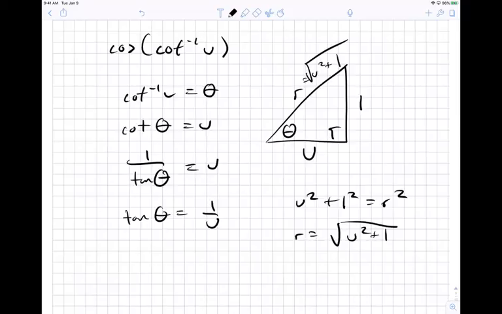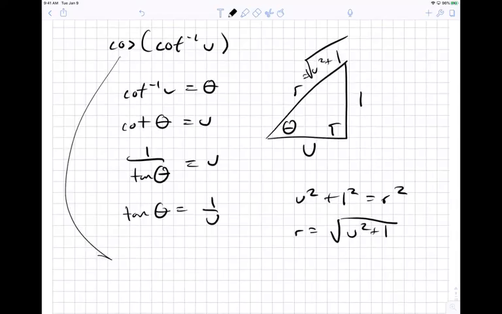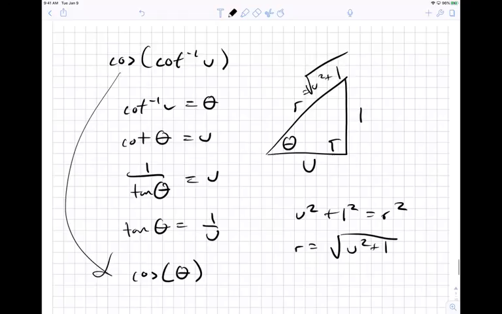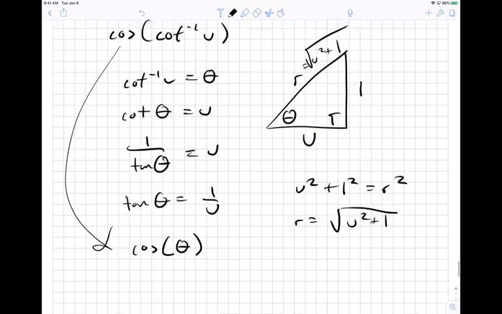So now that we have our theta, if we go back, this is just saying find cosine. Now that we have all parts of that triangle, it's saying find cosine of that angle. So from that triangle on the right, what's cosine of that angle? From SOHCAHTOA, what's the hypotenuse? The hypotenuse is square root of u squared plus 1.